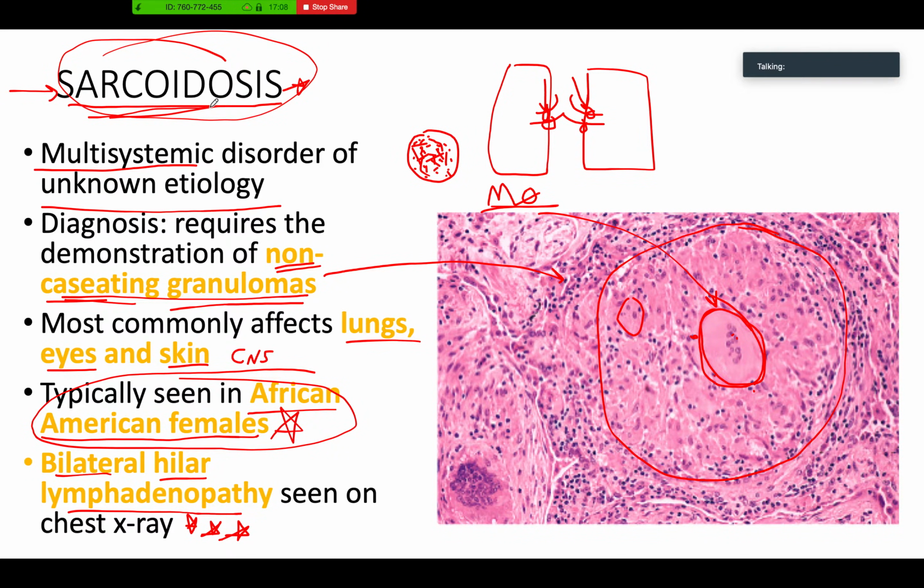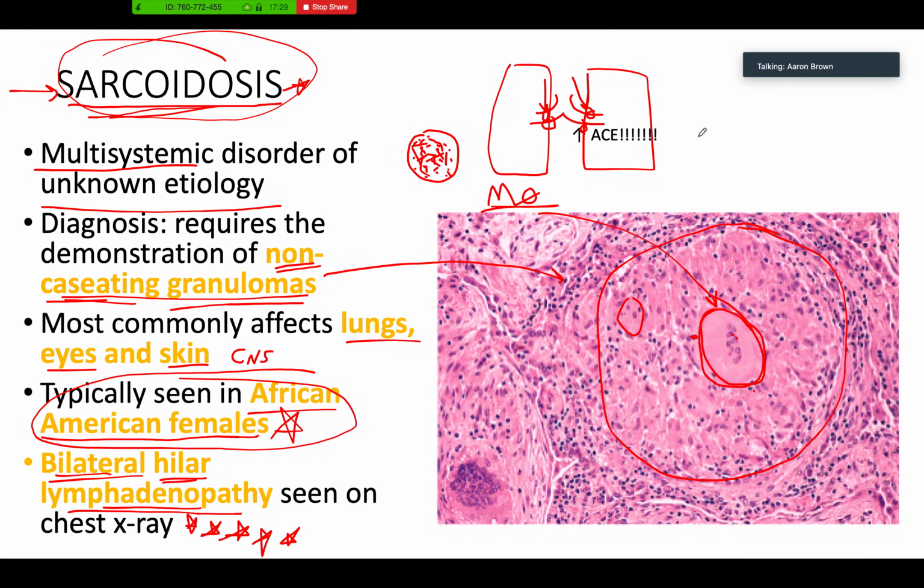Okay? If we have a patient with tuberculosis, you will see hilar lymphadenopathy, but it won't be bilateral. It will be on one side or the other, depending on where the infection is. Okay? So bilateral hilar lymphadenopathy, this is a 5-star point because they often describe that. All right?